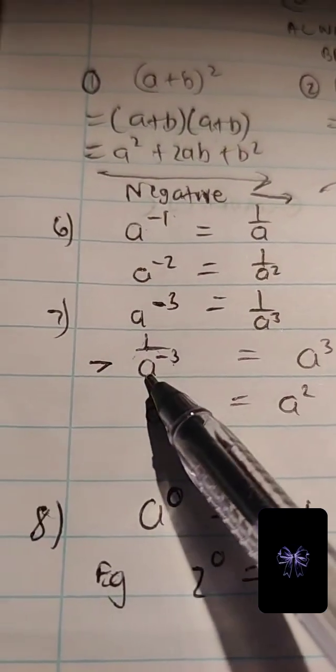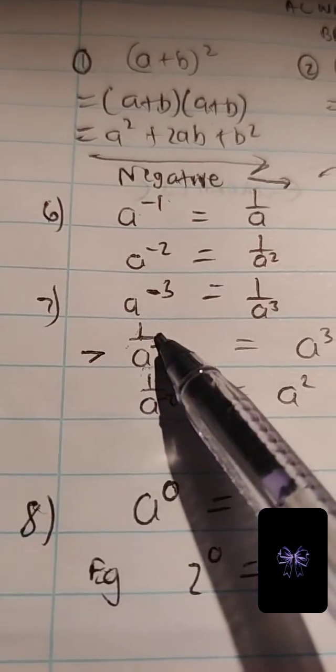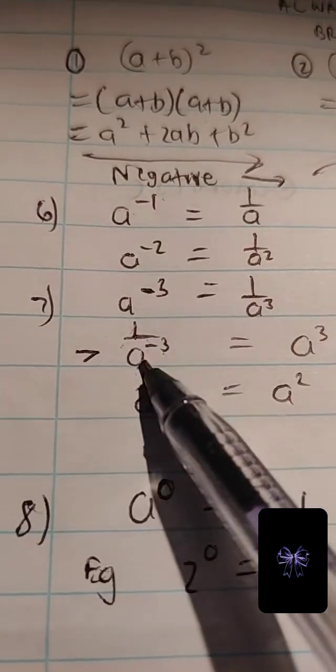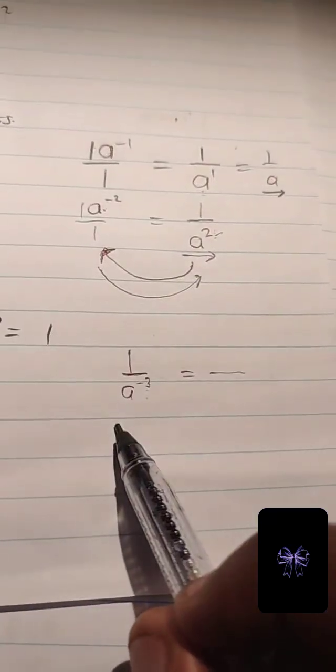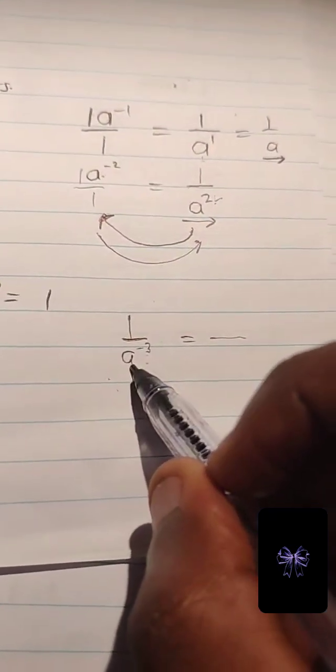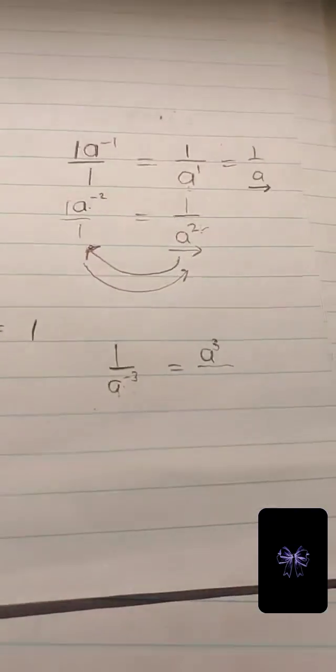This time round, the base a, the variable, is in the denominator. It's raised to a negative exponent. So what happens if we have 1 over a to the power negative 3? Again, the relationship between 1 and a to the power negative 3 is one of division. The base is a to the power negative 3. So if we express this, a to the power negative 3 changes position, moves from the denominator to the numerator. The exponential sign changes from negative to positive.